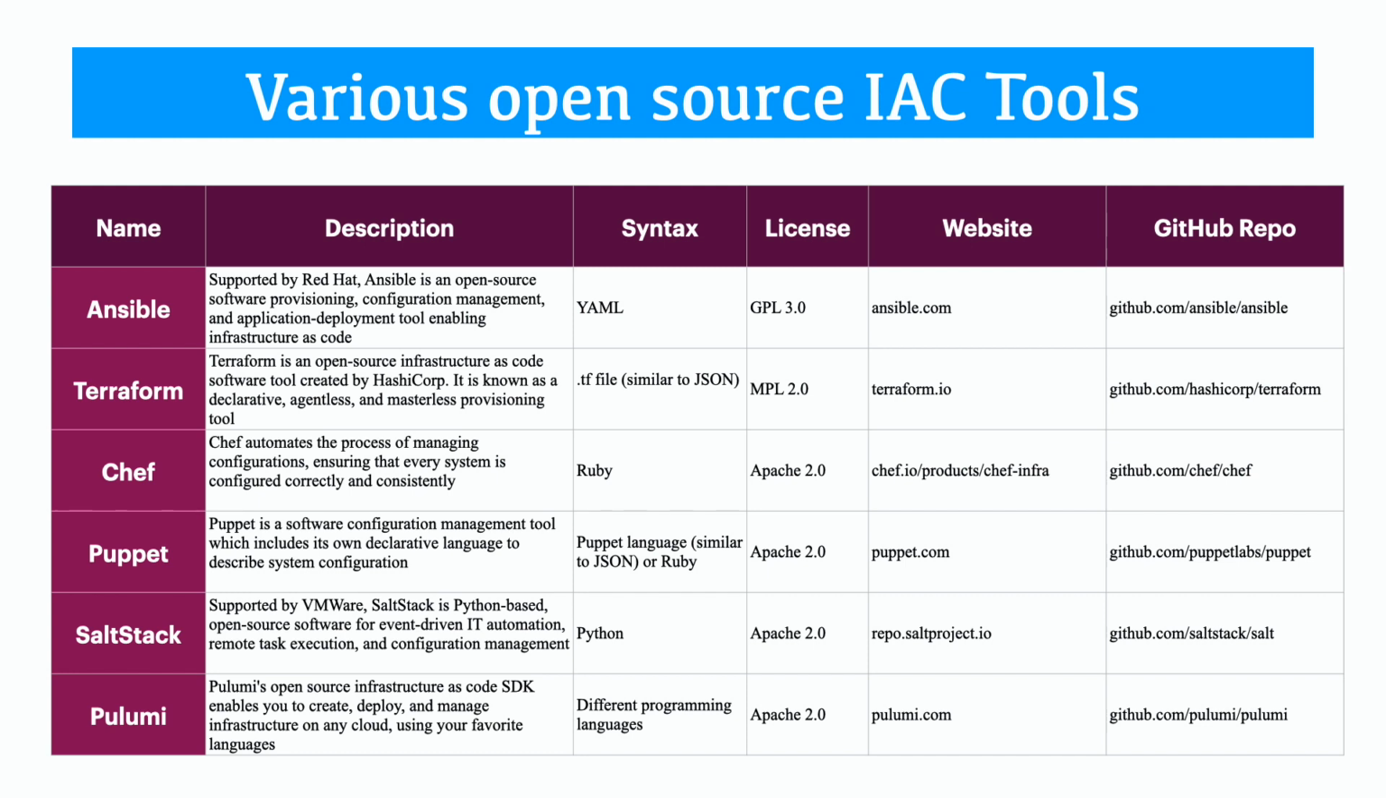And the third one is Chef. Chef automates the process of managing configurations, ensuring that every system is configured correctly and consistently. Its main configuration file is based on Ruby. It's licensed based on Apache 2.0, and you can find the links to its website and GitHub repo here.